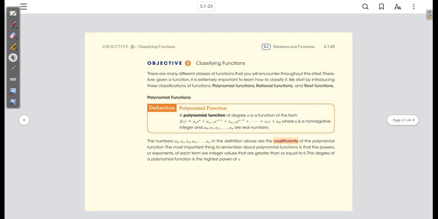Ooh, polynomial functions. Okay, so excuse me. There are many different classes of functions that you will encounter throughout this text. Therefore, given a function, it is extremely important to learn how to classify it. So we need to classify what these functions are. So we start by introducing 3 classification functions: polynomial functions, rational functions, and root functions.